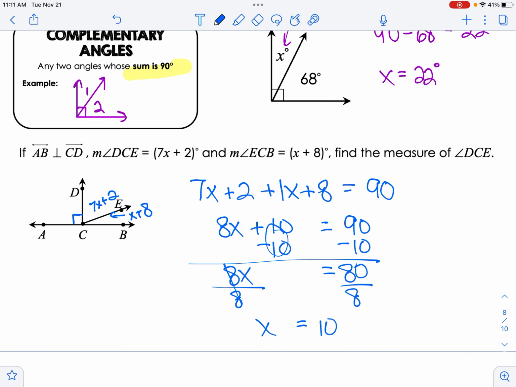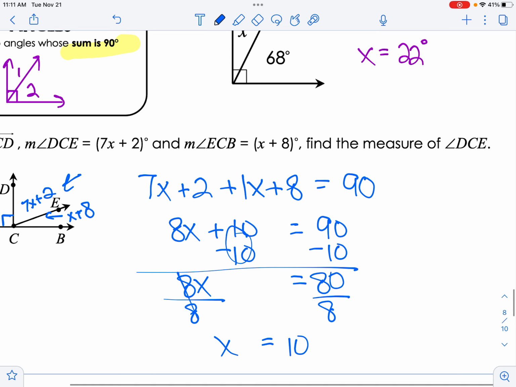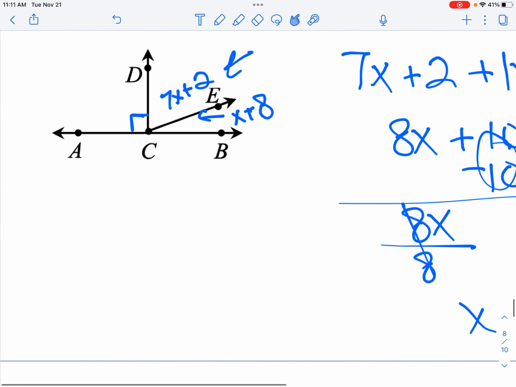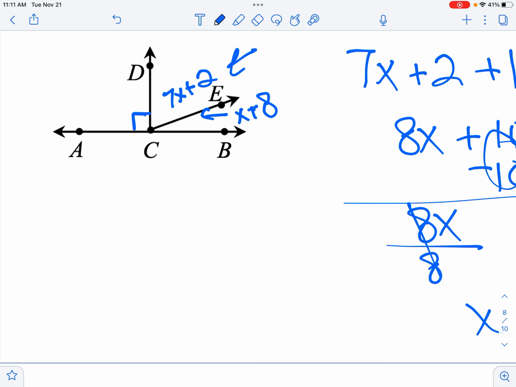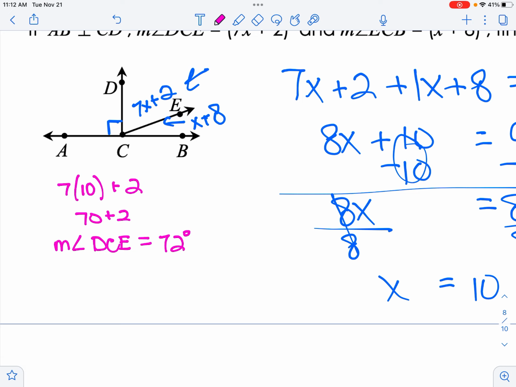Okay, now we need to find the measure of DCE, which is 7x plus 2. So let's go over here. Okay, so DCE, we're going to go 7 times 10 plus 2. So this is 70 plus 2. The measure of angle DCE equals 72 degrees. And we did it.